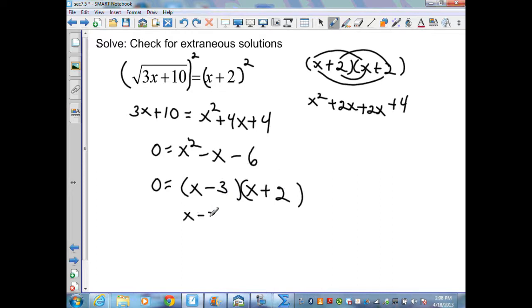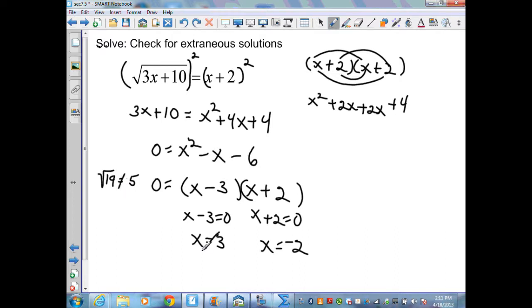Setting each linear factor equal to 0 and solving, I get x equal to 3, and x plus 2 equal to 0, and x equals a negative 2. Now I have to substitute each of these back into the original to determine if they are solutions or extraneous solutions. Let's substitute 3. 3 times 3 is 9, plus 10 is 19, but that's the square root of 19, equals 3 plus 2 is 5.